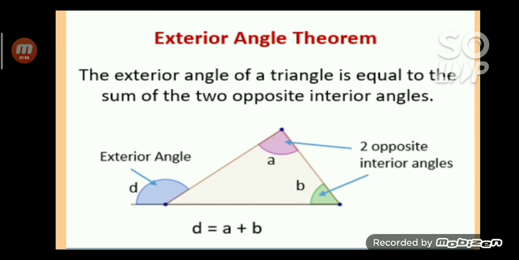Exterior angle theorem. So what is the exterior angle theorem? Clearly you can see here a triangle having an exterior angle D and the two interior opposite angles A and B. The exterior angle of a triangle is equal to the sum of the two opposite interior angles. Like exterior angle D is equal to the sum of A and B, that is, D equals A plus B.